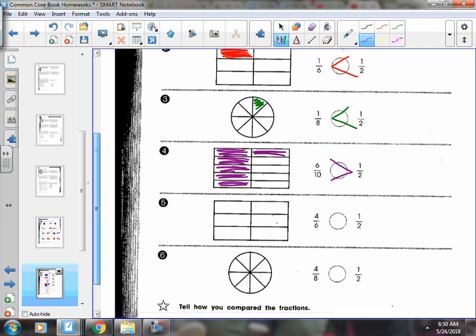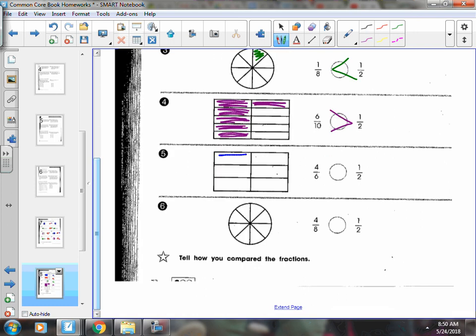All right, number 5. Let's shade 4 out of the 6. And that is more than a half. And the last one, 4 out of the 8. That is exactly a half.